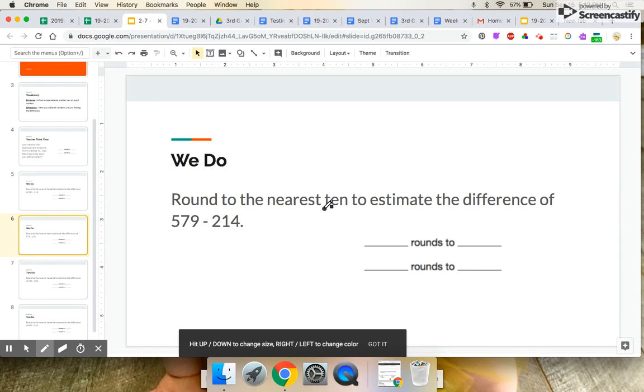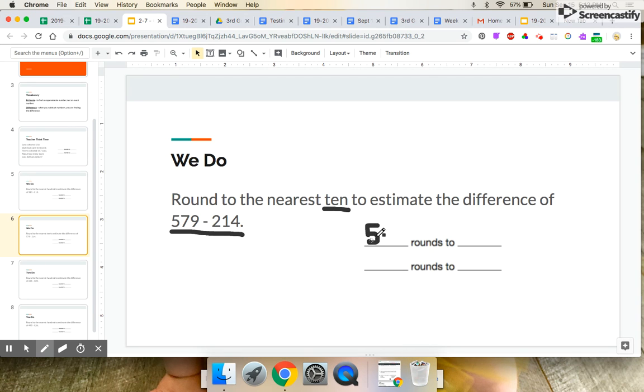This time, it's going to ask us to round to the nearest 10. So I'm going to take 579 and 214. My first number is 579. Think to yourself what you would round that to the nearest 10. If I'm looking at the nearest 10, I have to pay attention to the ones place. The ones place in this one is a 9, so what would I round? Do I do up or down? Right, in this case, I'm going to round up. So 570 becomes 580.